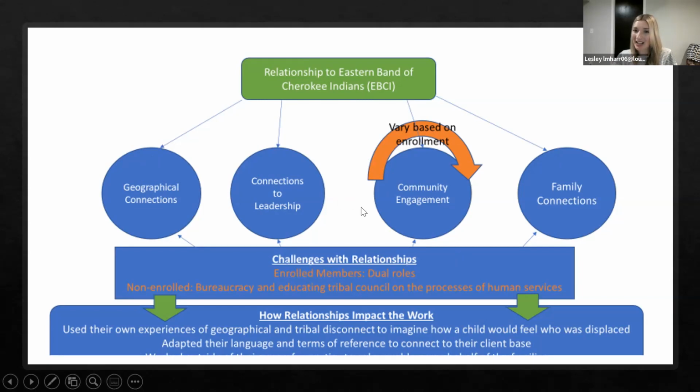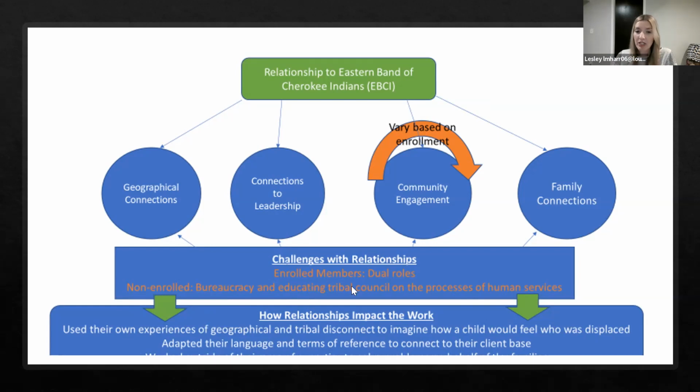I highlighted it in yellow so it matched this dimension: enrolled members often experience dual roles, meaning that they were often called upon to be child welfare workers with people that they live in the same community with very closely. So high school friends, church members, people that they see every day in their community. That was really challenging, to have that dual role in a small rural community. Non-enrolled members face challenges in terms of bureaucracy, educating tribal council on the processes of social services and human services and child welfare. So that was some of the challenges they faced.